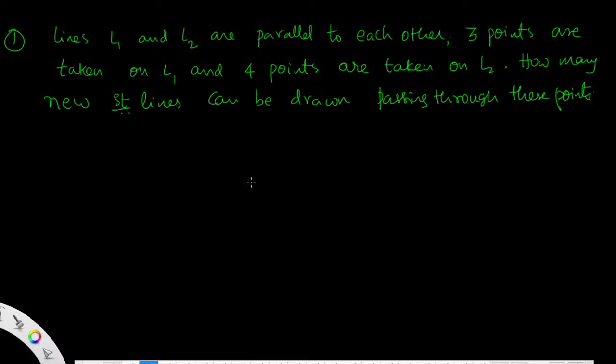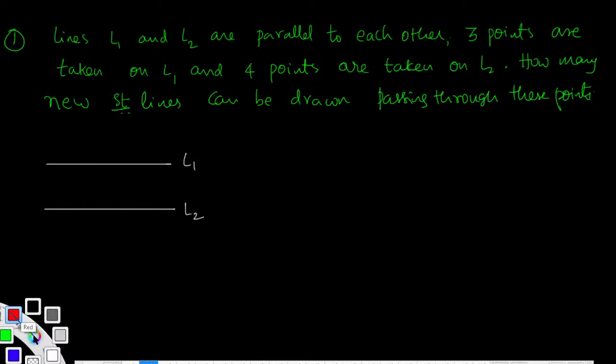Lines L1 and L2 are parallel to each other. 3 points are taken on L1 and 4 points are taken on L2. How many new straight lines can be drawn passing through these points? Give the response. Very basic question this is. This is line L1, this is line L2. There are 3 points on L1, that is P1, P2, P3, and there are 4 points on line L2, P4, P5, P6, P7. Find out how many straight lines can be drawn passing through these points.